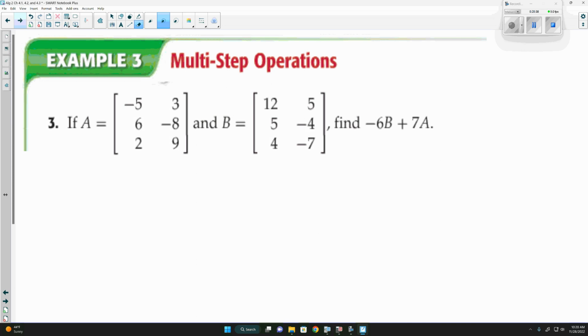Questions on doing these? We kind of like addition, subtraction. Even with scalars, it's not making them any more difficult. If we do them by hand, it does take a little bit longer for distributing the scalar through and then simplifying. The calculator will do it for us.